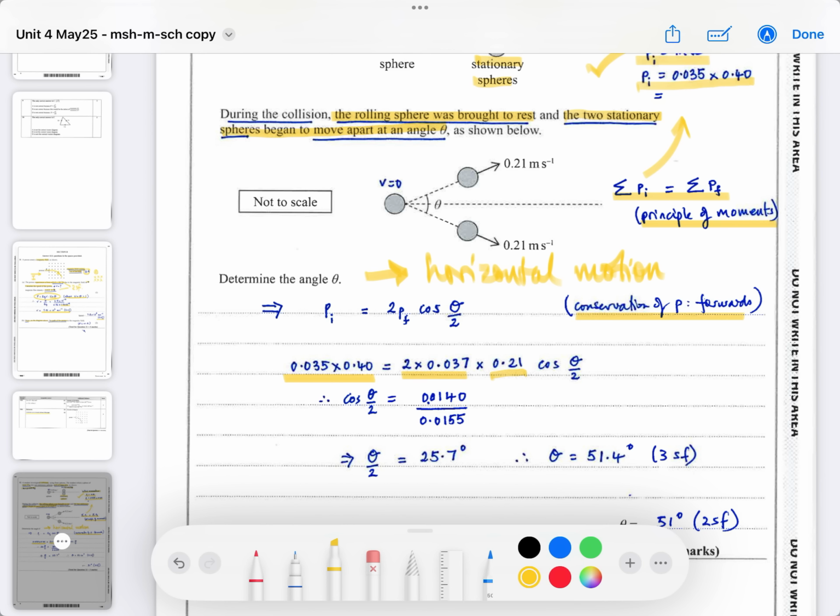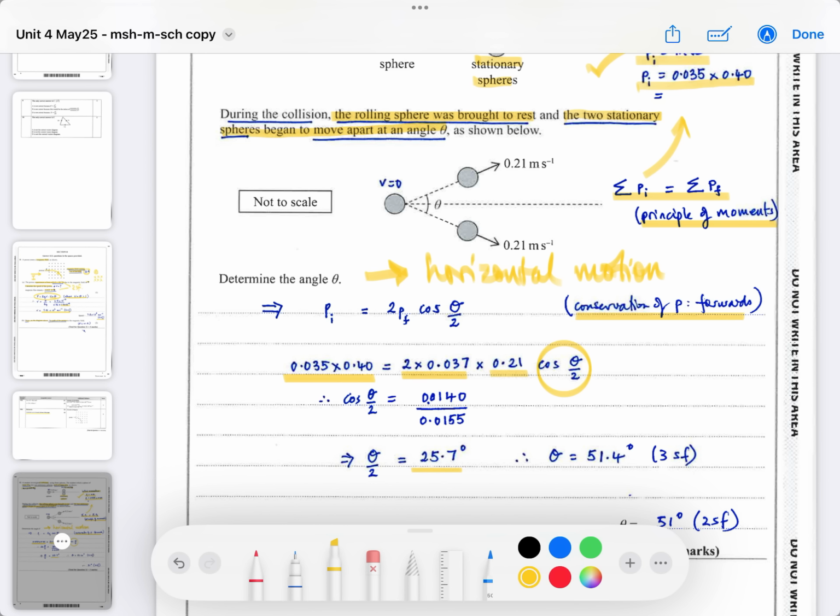Both of them have the same velocity. That means the angle will be halved. So that means the angle for one of the horizontal components will be cos theta over 2. One will be positive theta over 2 to the horizontal, and one will be negative theta over 2 to the horizontal if you count angles as positive and negative. But the size of the angle then can be worked out. Cos of theta over 2 will be that, so theta over 2 will be 25.7 degrees.